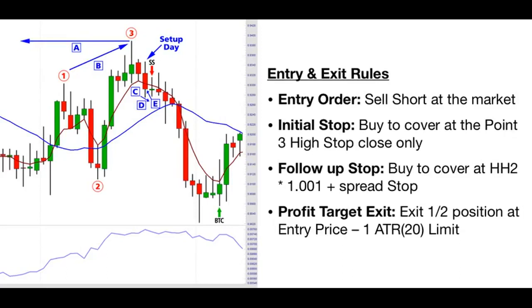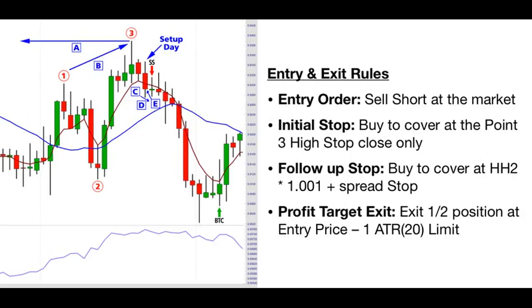So once we have a valid setup, we would enter the market by selling short at the market on the open immediately following the close of the setup day. You can see the entry day signified with an SS red down arrow. Now for the entry day only, we're going to buy to cover at the 0.3 high on a stop close only. That's our initial stop.